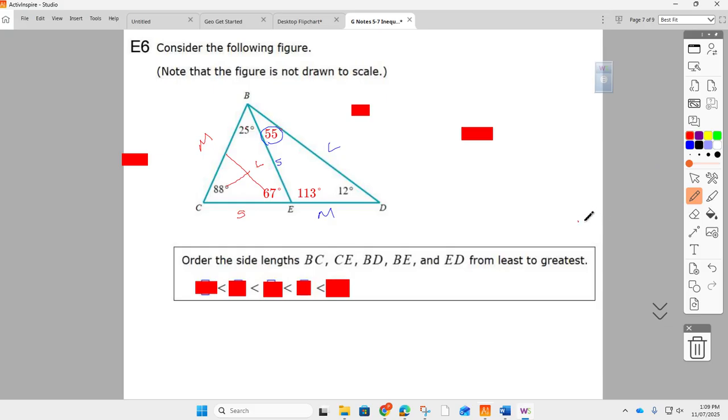Okay? Which triangle is bigger, left or right? Right? How do you know, Corey?